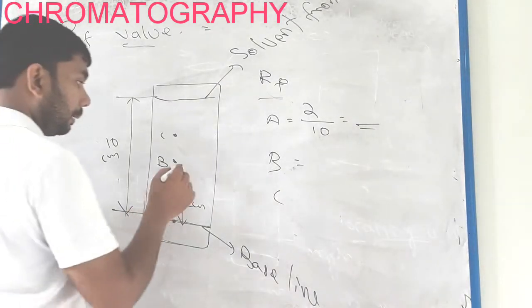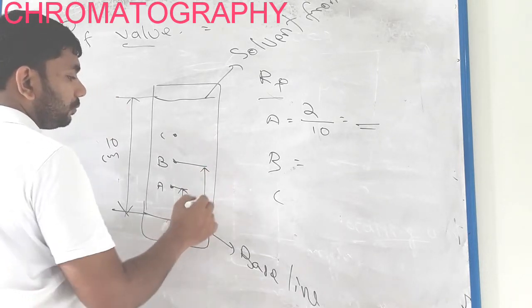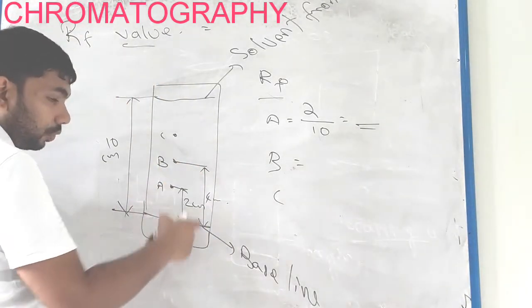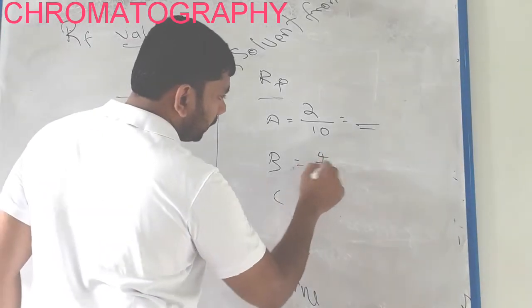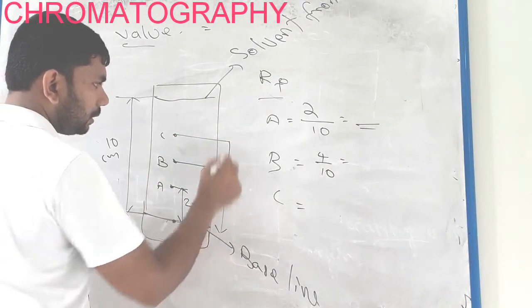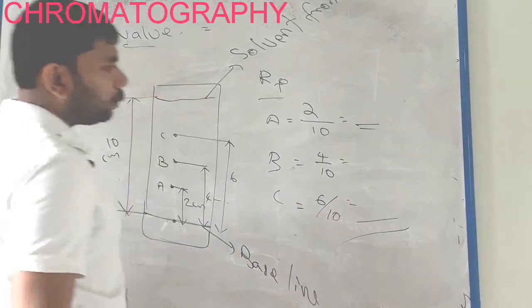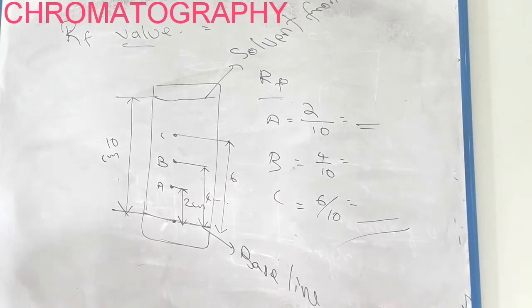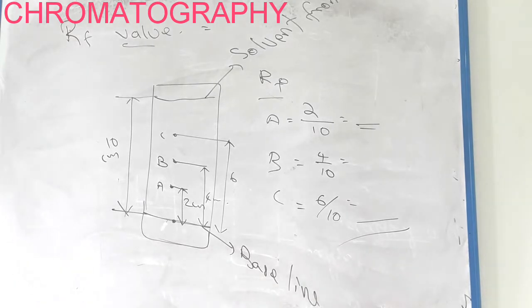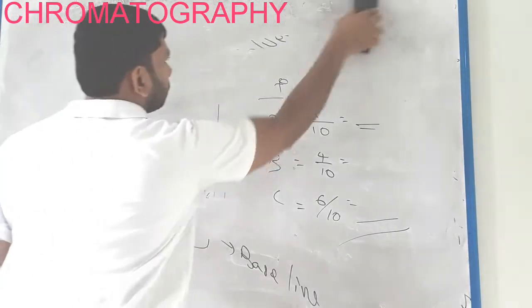Rf value for B. Imagine this length is 4 centimeter. So the Rf value for B is 4 divided by 10. Same way, imagine this distance is 6 centimeter. So the Rf value is 6 by 10. You will get the Rf value for each spot formed. Clear?